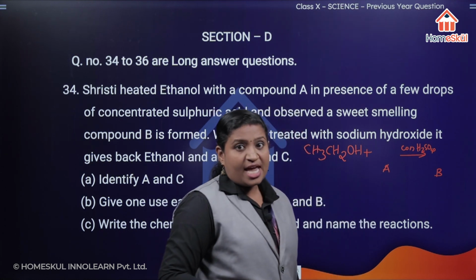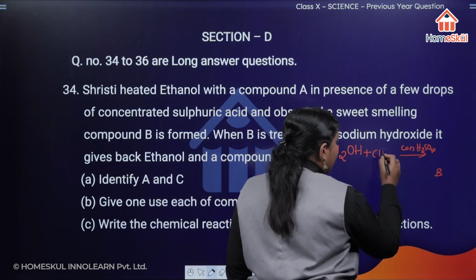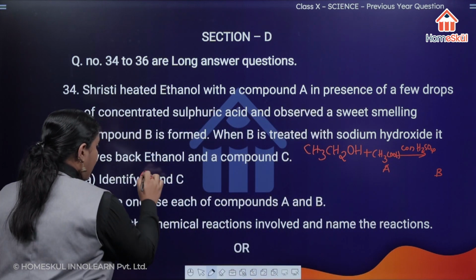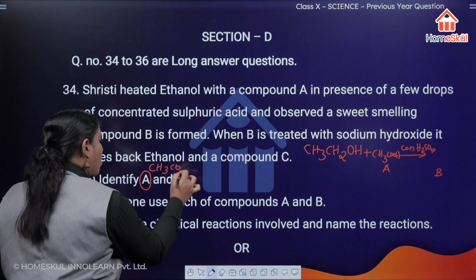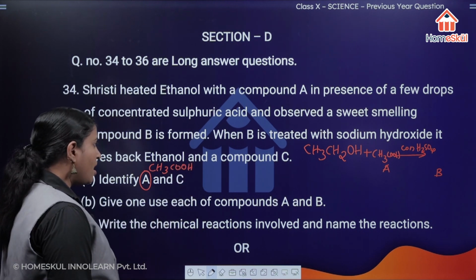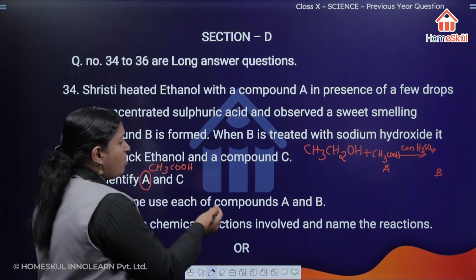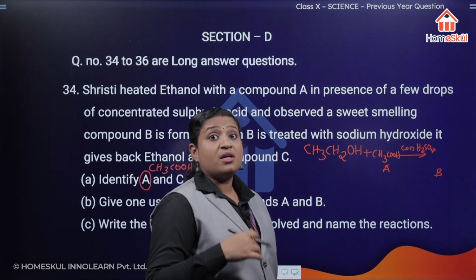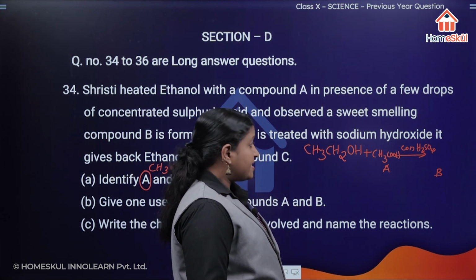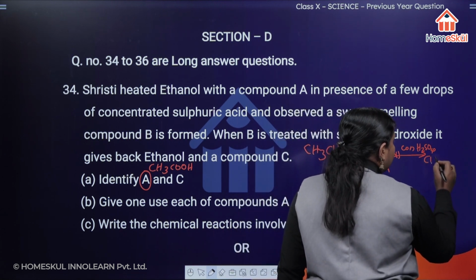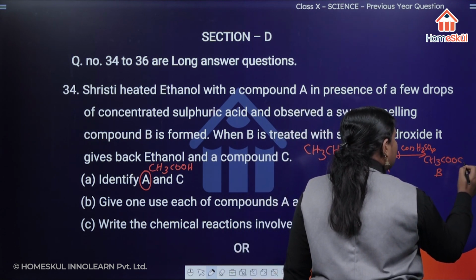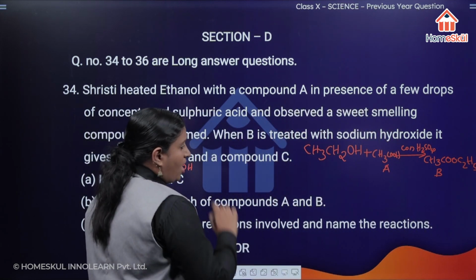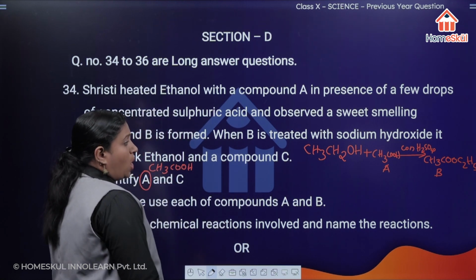So, what should be A? A should be an acid. So, let it be CH3COOH. Okay. So, we got A. What is A? A is CH3COOH, acetic acid, or ethanoic acid. Now, what happens when this alcohol and acid combine in the presence of concentrated acid? Yes, they will give you an ester. What's the formula? CH3COOC2H5. Okay, so we got B, CH3COOC2H5.